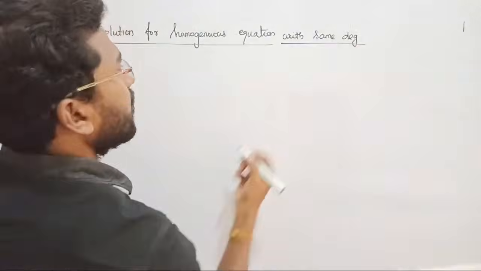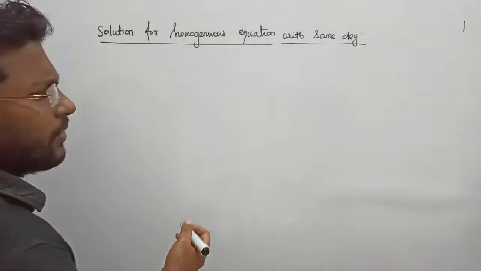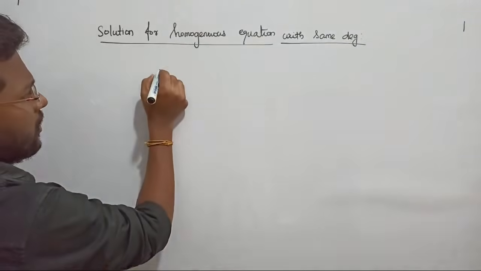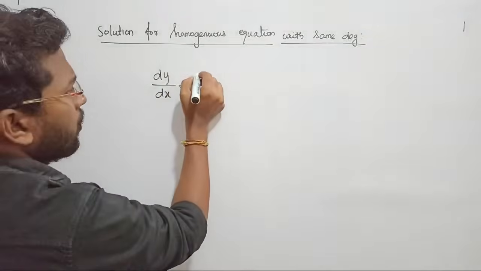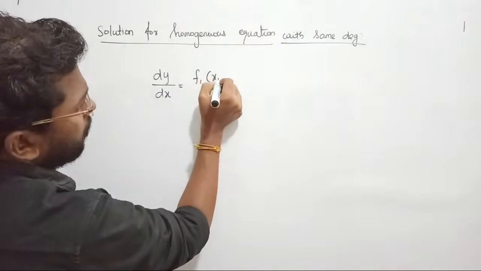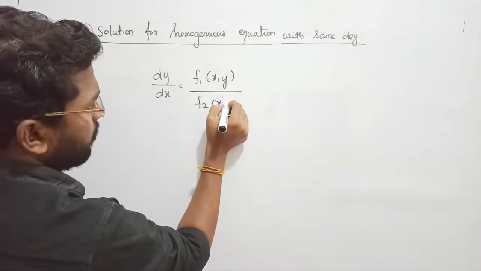Sir, what is the same degree? Let me explain. That's very simple. With the same degree, we generally represent dy by dx is equal to, here let me consider f1(x, y) in the numerator, and in the denominator we are going to consider f2(x, y).